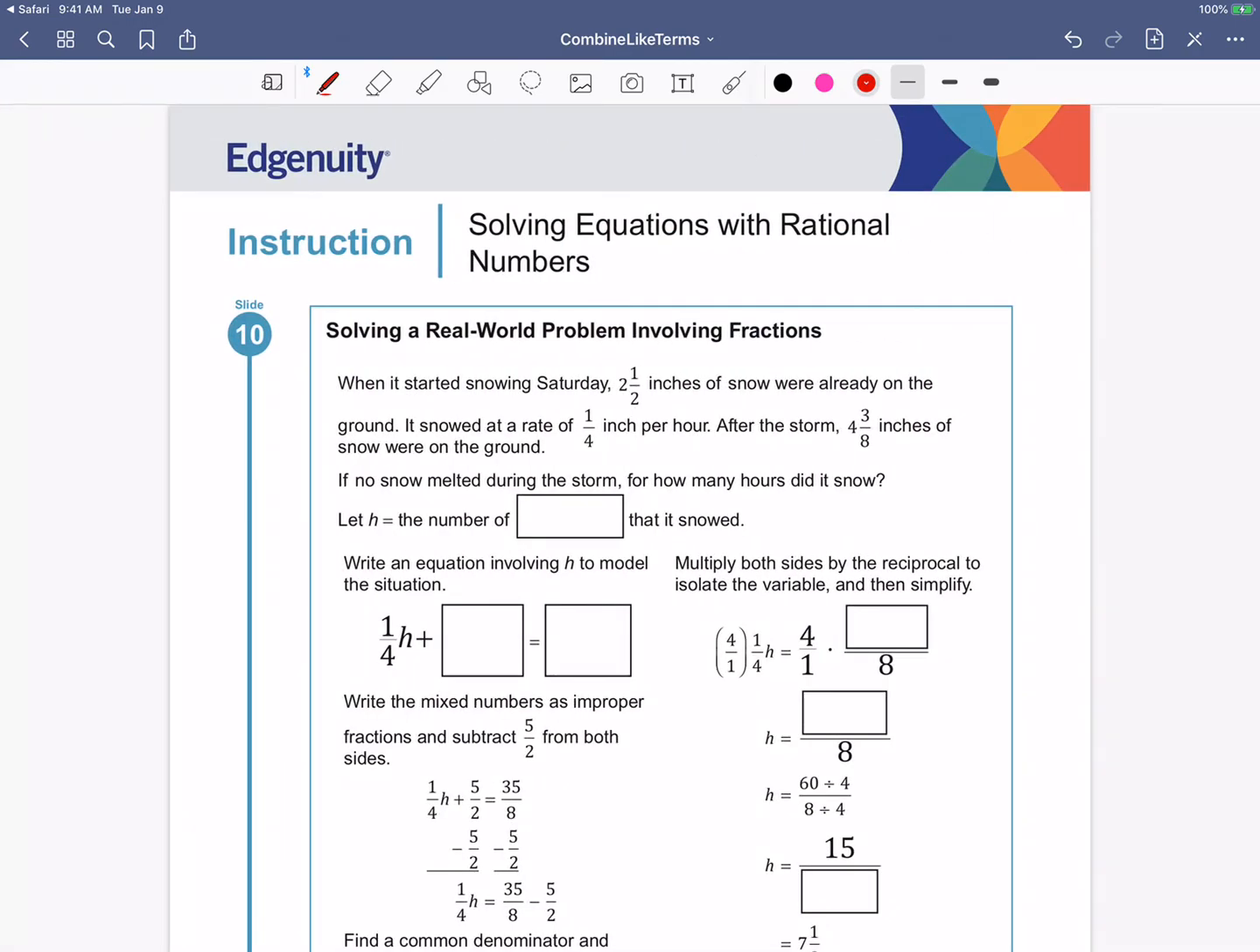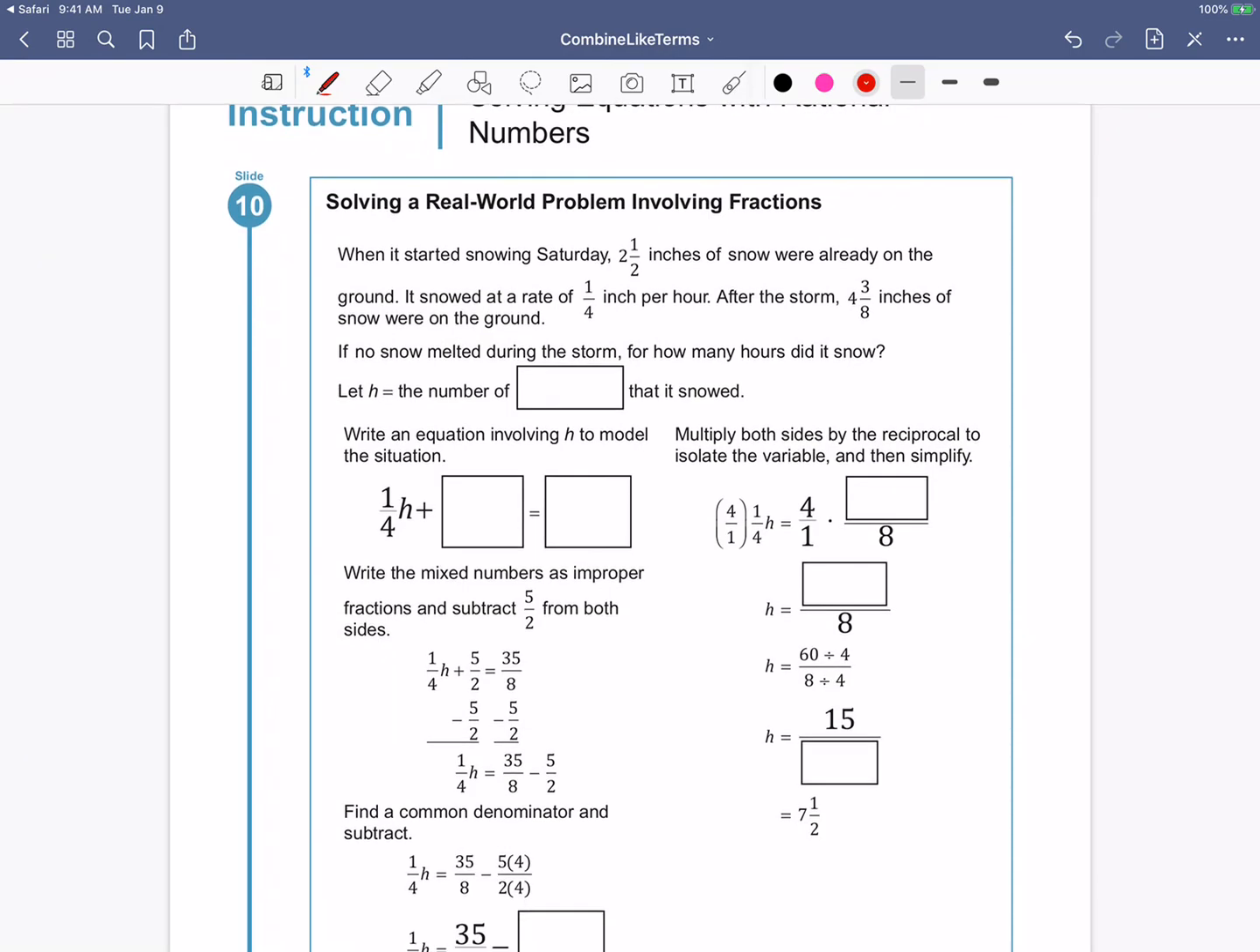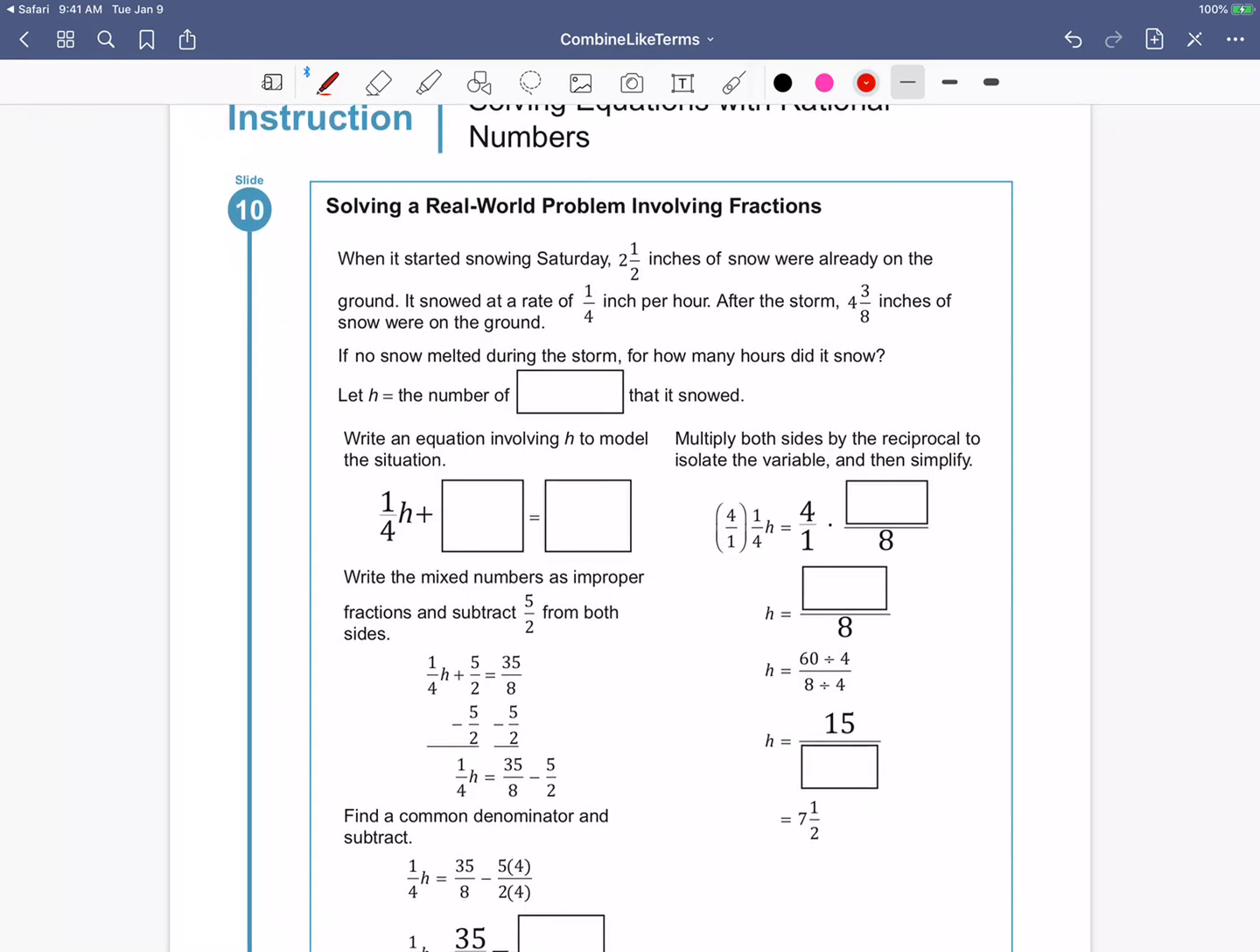Now, solving real-world problems involving fractions. When it started snowing Saturday, 2.5 inches of snow were already on the ground. It snowed at a rate of 1/4 inch per hour. After the storm, 4 3/8 inches of snow were on the ground. If no snow melted during the storm, how many hours did it snow?